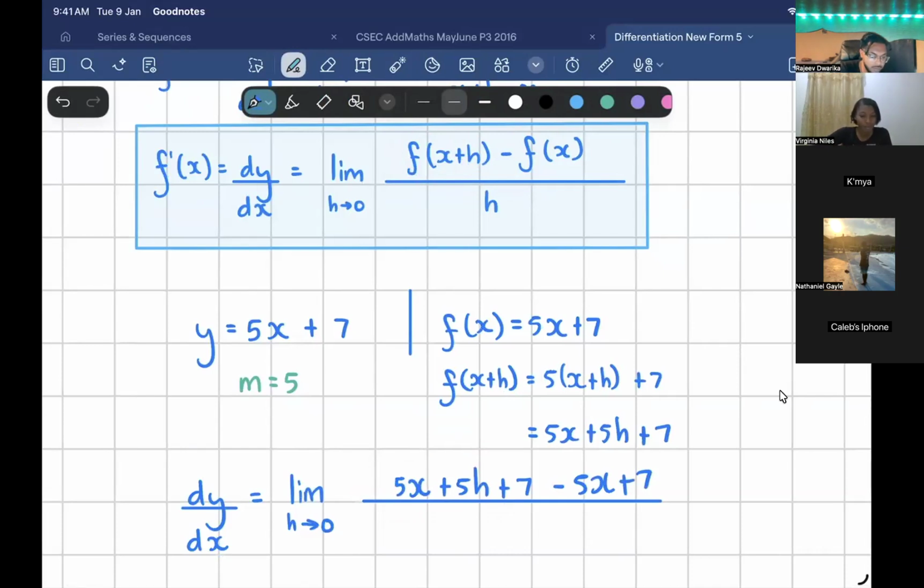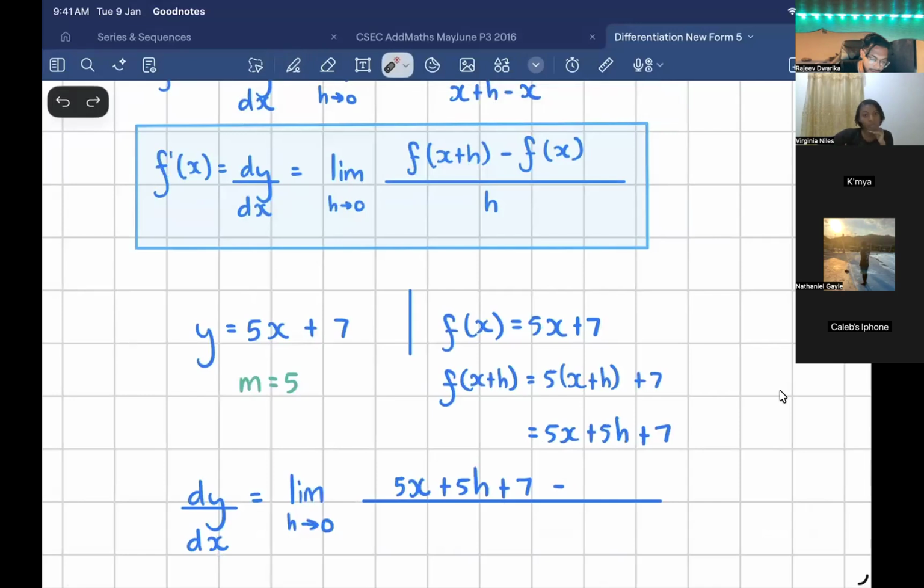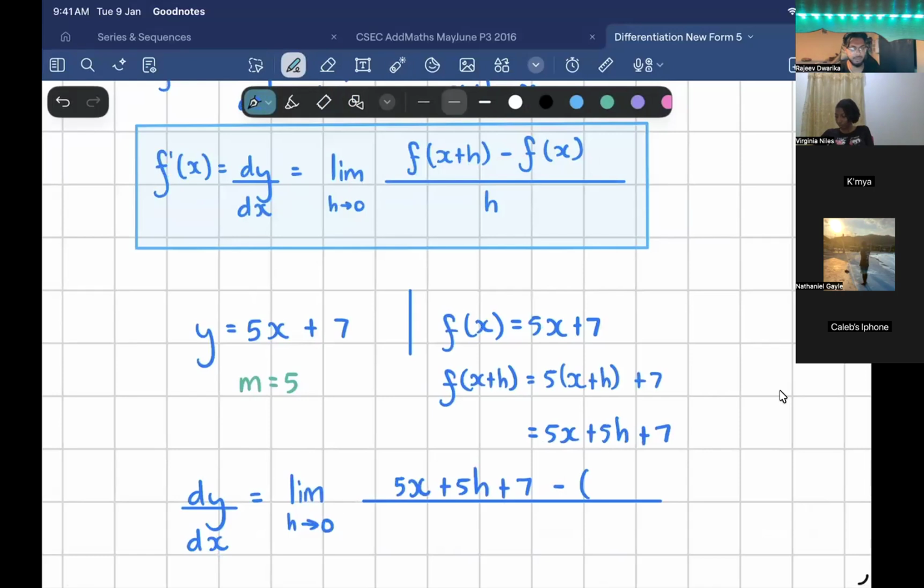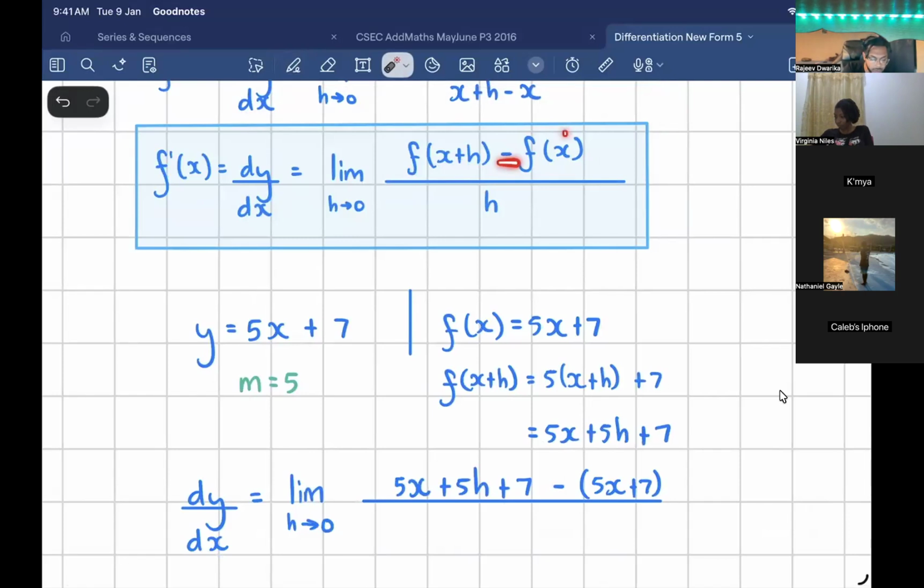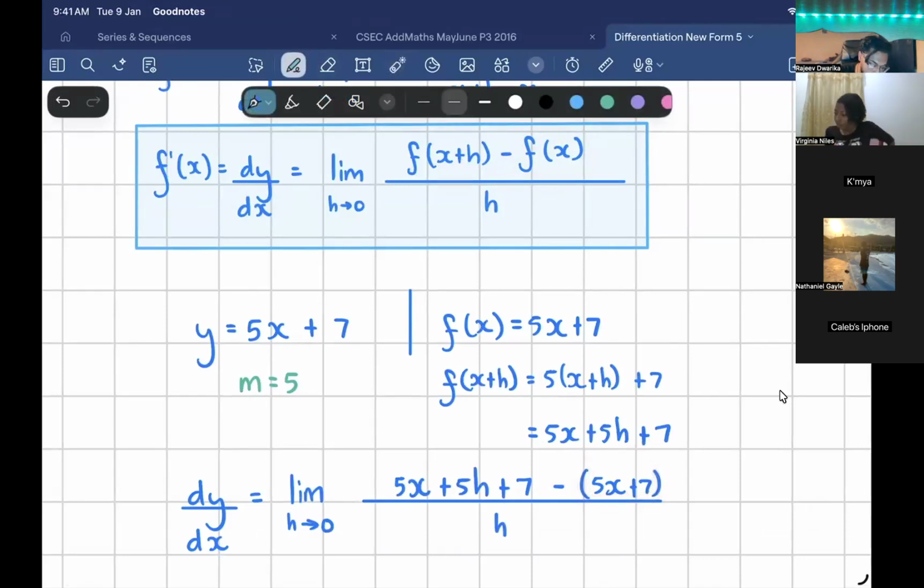No, sir. Put it in brackets. Here it is minus f of x, so it's going to be minus open bracket what f of x is. What's f of x? 5x plus 7. Right, because it's minus the whole of f of x. You can't leave out the brackets. You need to say minus f of x, and f of x is 5x plus 7. And then in the denominator, you're going to put h.